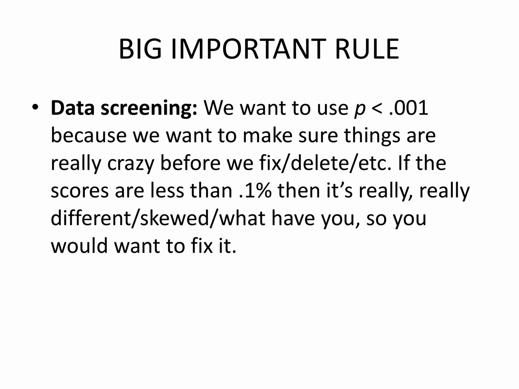And this tends to be difficult for people to get because you're so used to hypothesis testing. So remember, in data screening, we don't want less than 0.001 because that would be bad. So we want greater than 0.001. Otherwise, we've got to do something about it, or we at least have to tell people, hey, this is bad, but there's not a whole lot we can do. Okay.